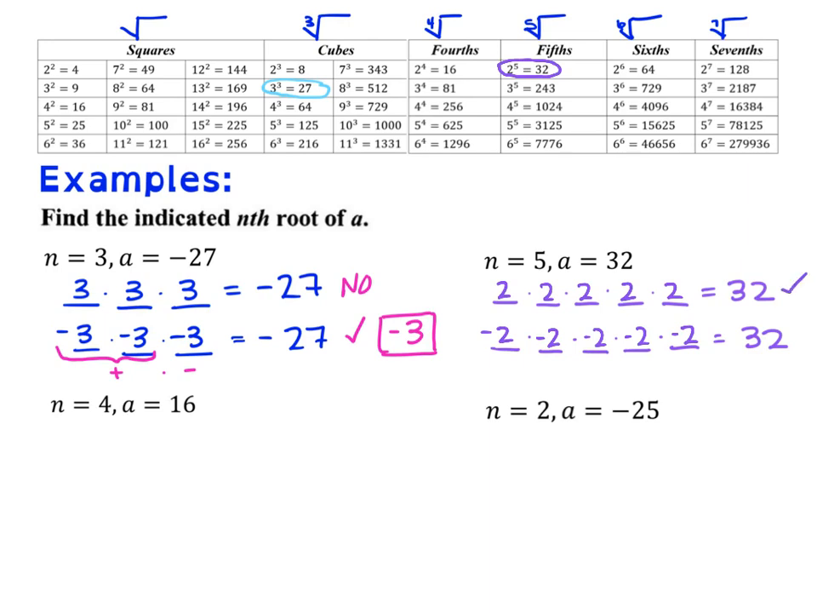Positives make a positive answer. What about those negatives? Well, every pair makes a positive, and I have one negative left. So that actually equals negative 32, not positive 32. So that one does not work. But the first one does, so I know my answer is just 2. 2 to the fifth power equals 32.